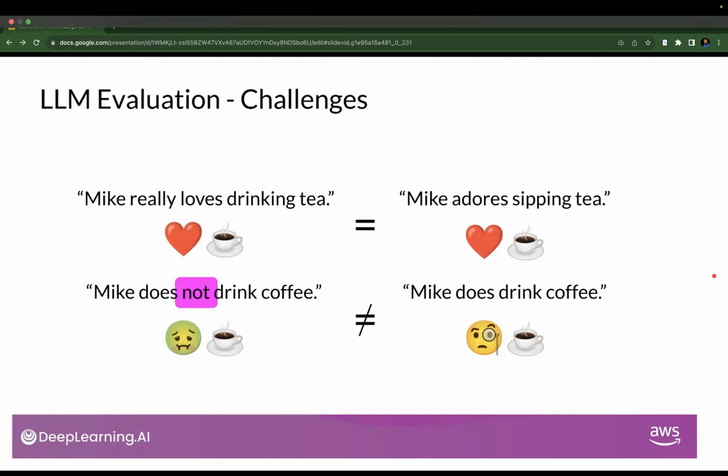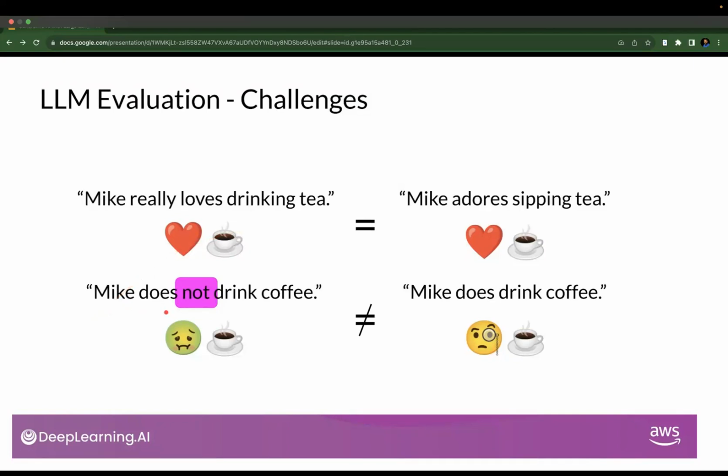Well, comparing text is a challenge. For example, if you think about linear regression or logistic regression, comparing numbers is much more straightforward. You have a formula and you have to optimize that cost function. But with text, it can be more challenging. As an example, the sentence Mike really loves drinking tea is equivalent in meaning to the sentence Mike adores sipping tea. Even if these two sentences do not have many words in common, they are still very close in meaning.